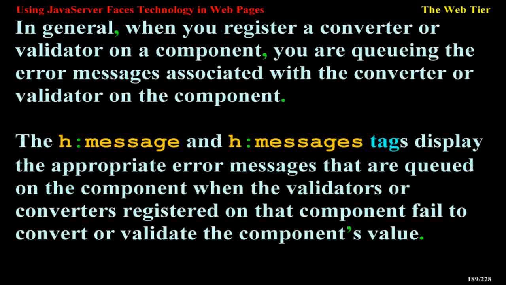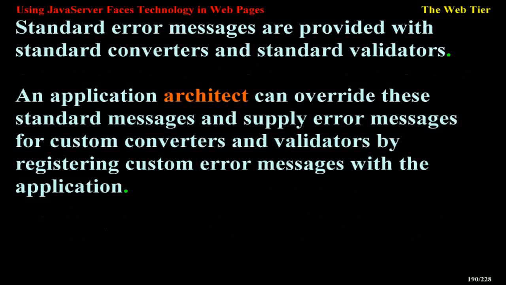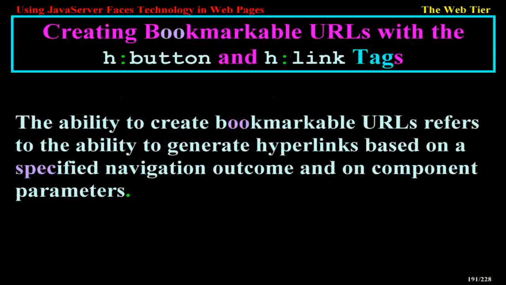The h:message and h:messages tags display the appropriate error messages that are queued on the component when the validators or converters registered on that component fail to convert or validate the component's value. Standard error messages are provided with standard converters and standard validators. An application architect can override these standard messages and supply error messages for custom converters and validators by registering custom error messages with the application.